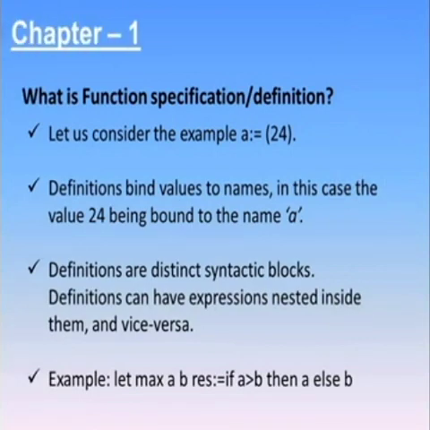Let us consider an example, a := 24. Definitions bind values to names. In this case, the value 24 is bound to the name a. See another example. Let max of a, b be result: if a is greater than b, then a, else it is b. So let is a keyword, max is a function name, and the process is written as a line. This is the format to define a function.